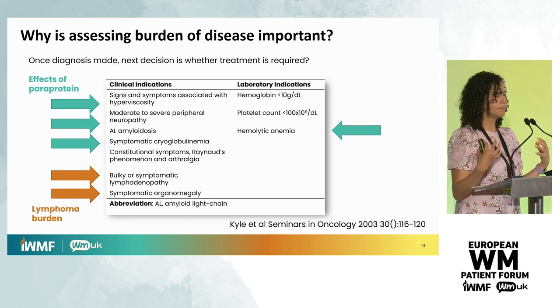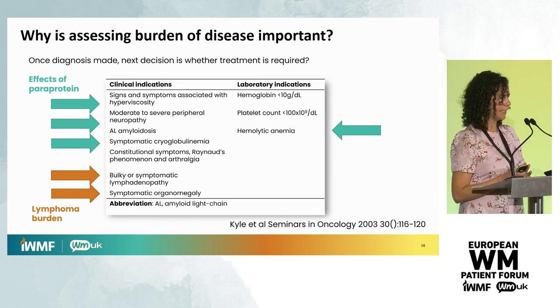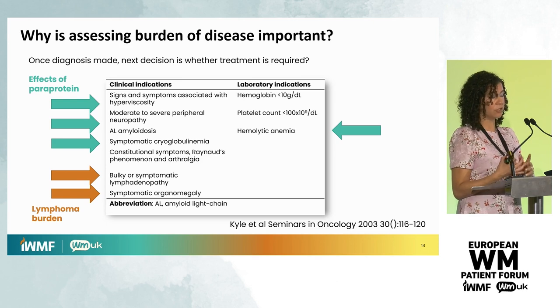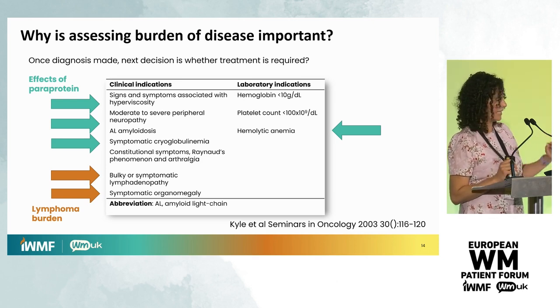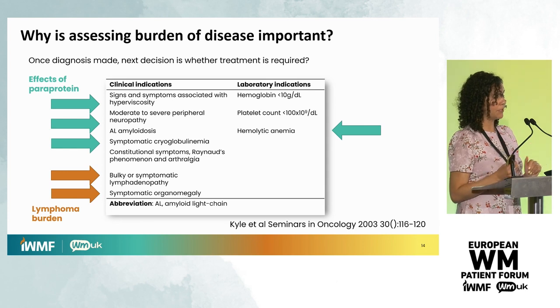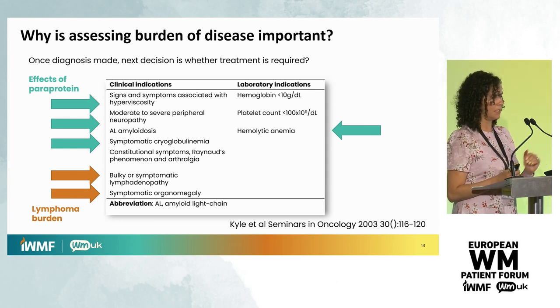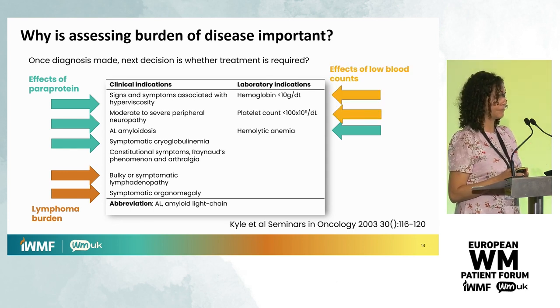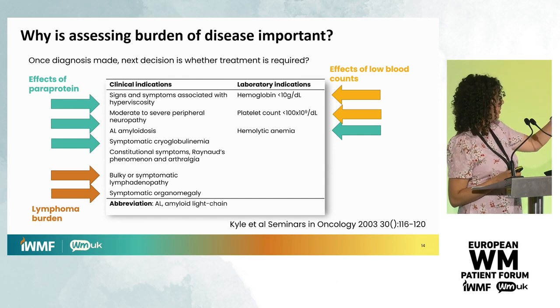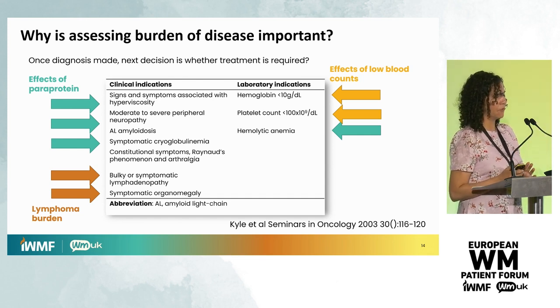Good. There may be that for some people, the lymphoma burden becomes very symptomatic so that they get bulky or symptomatic enlarged lymph nodes. We call that lymphadenopathy. Or enlarged organs, primarily the spleen. So we sometimes call that organomegaly. So the lymphoma burden may get too much, and that might be an indication for treatment. Yeah. And then the effects of the low blood count because of the marrow involvement, the bone marrow involvement.